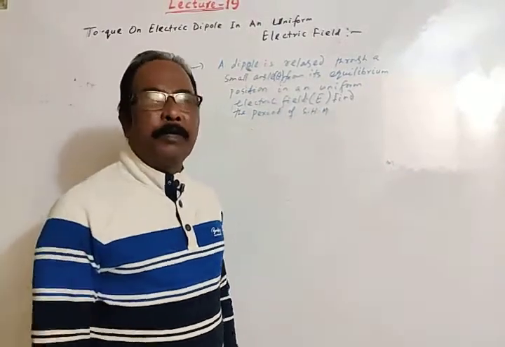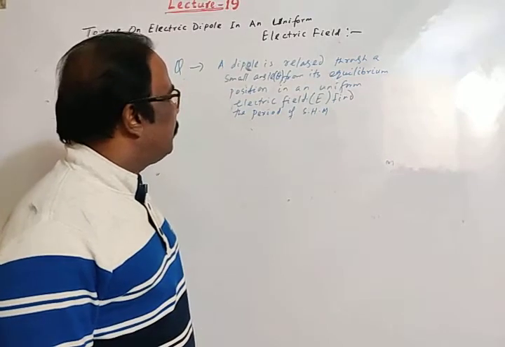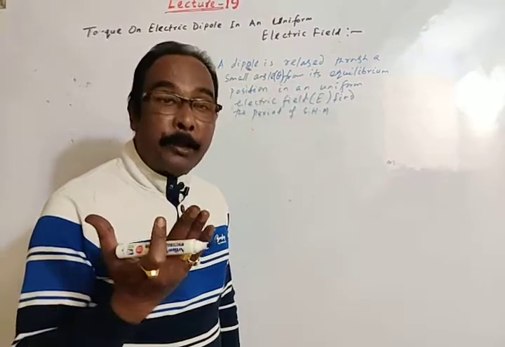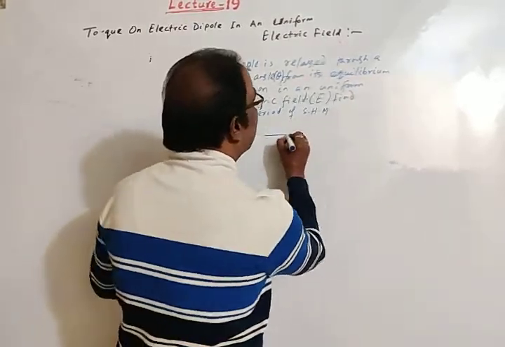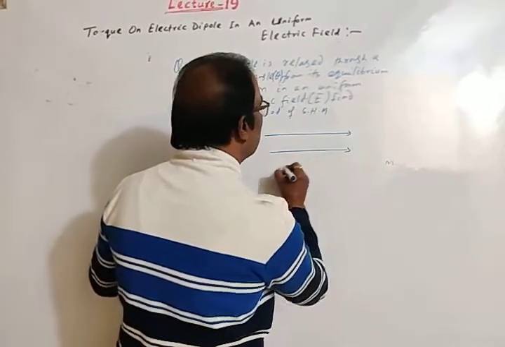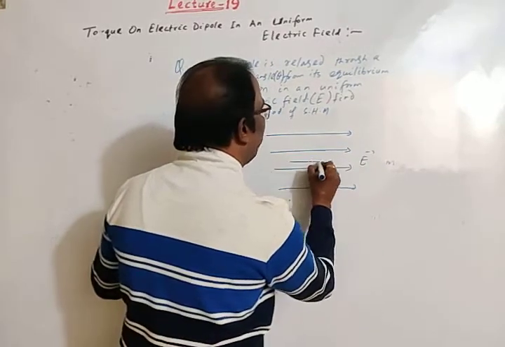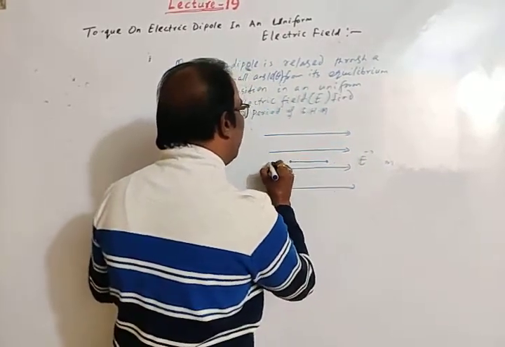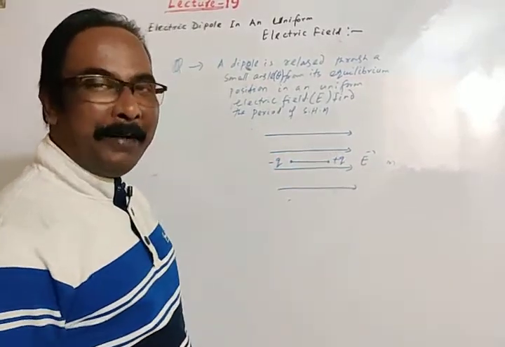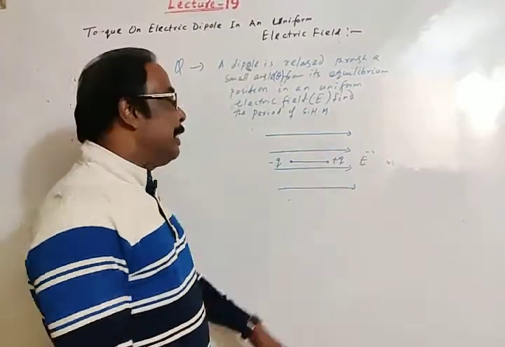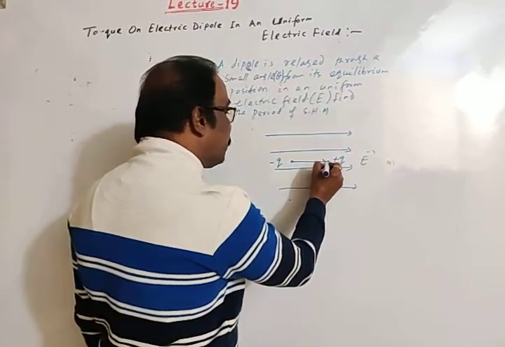Let's examine first if the dipole is released through a small angle theta from its equilibrium position, whether it will execute SHM or not. See, this is a representation of a uniform electric field. As we know, if a dipole is placed in a uniform electric field, it always orients itself parallel to the direction of electric field. So this is the direction of dipole moment. It is released at an angle theta.